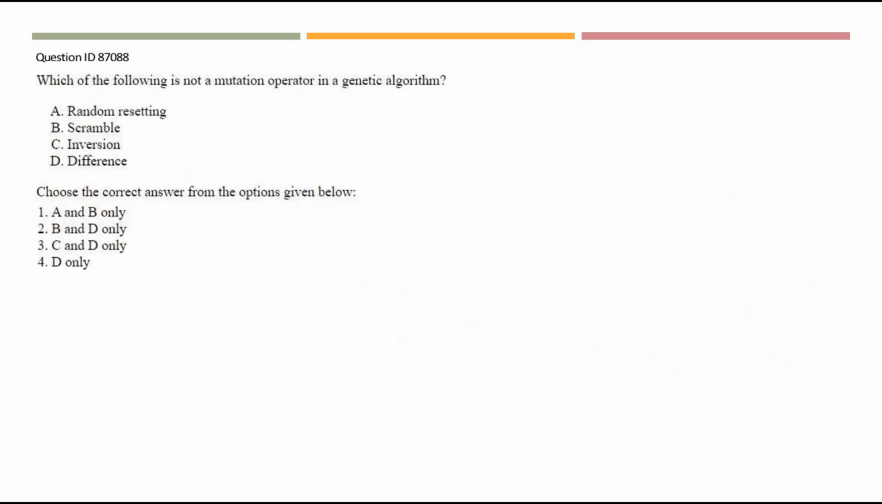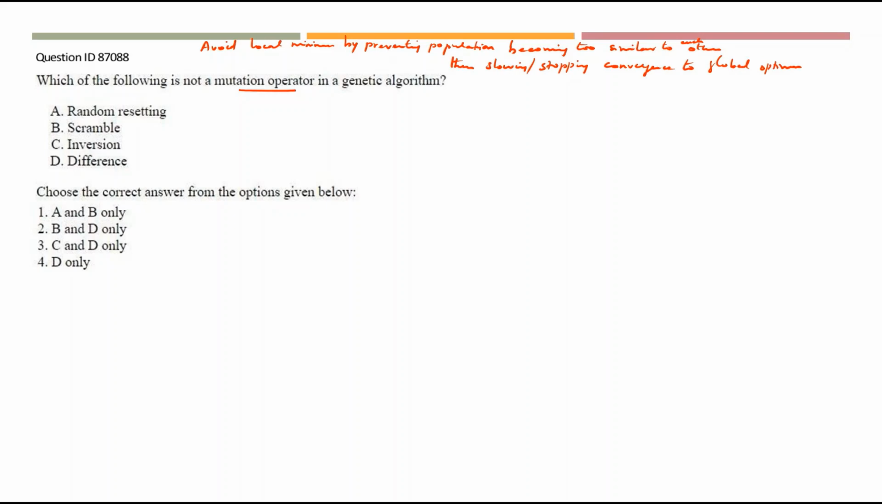Next question, which of the following is not a mutation operator in genetic algorithm? So what is mutation operator? It is used to avoid local minimum by preventing population becoming too similar to each other, thus slowing or stopping convergence to global optimum. So there are 5 mutation operators. Let's see one by one. First one is bit flip. So I am just giving 4 values alone. What will bit flip do? If I want to flip this particular bit, then this becomes 0, 0, 1, 0.